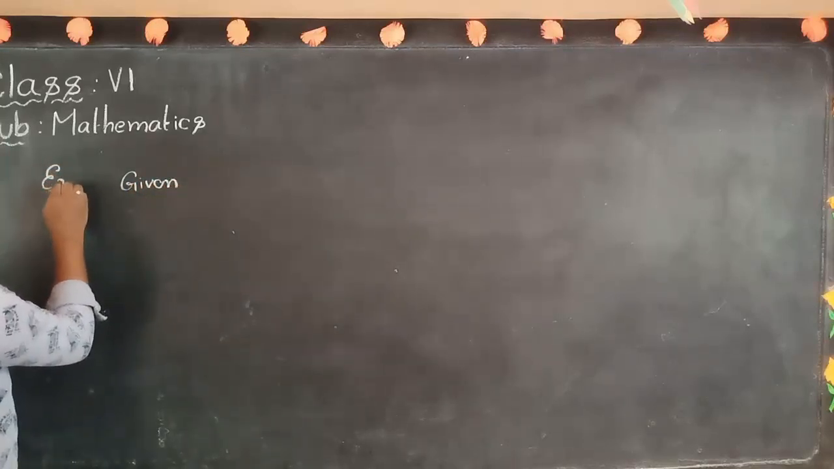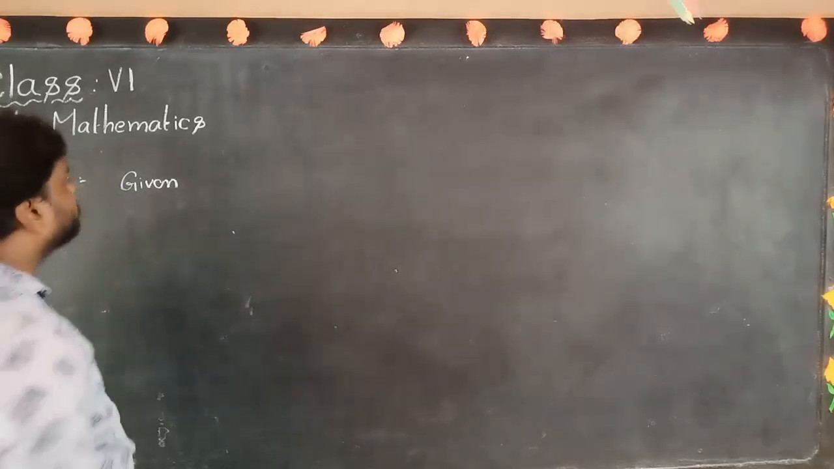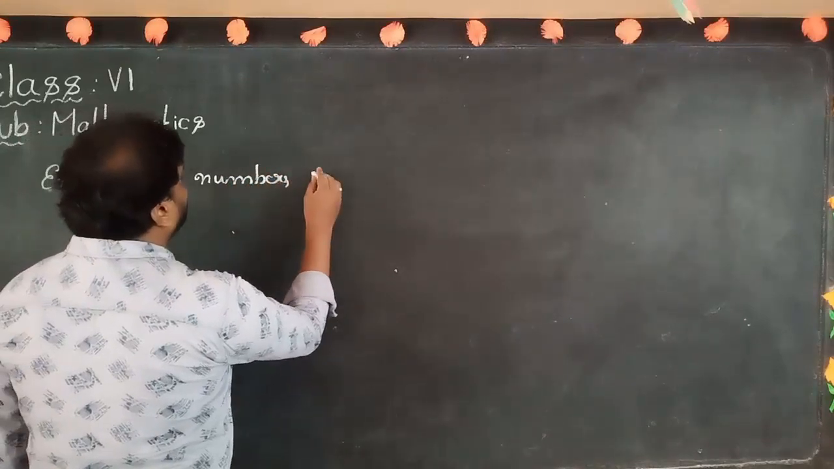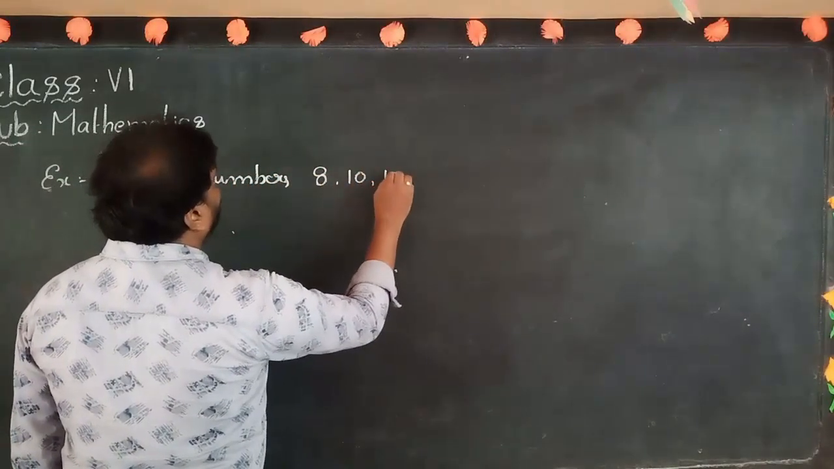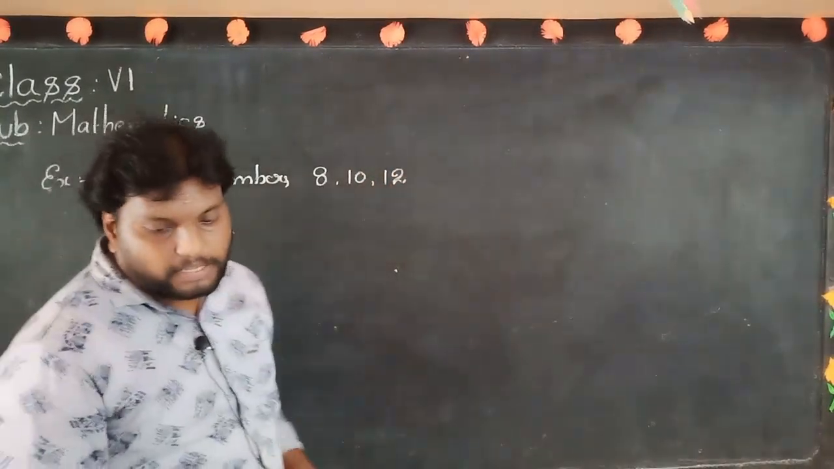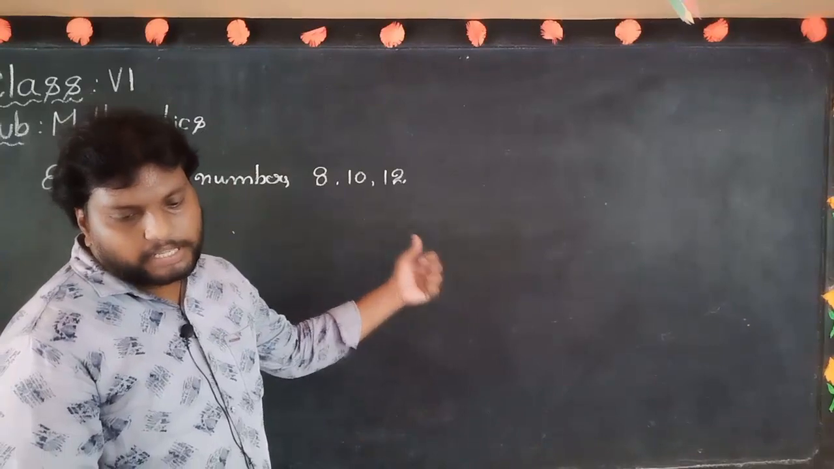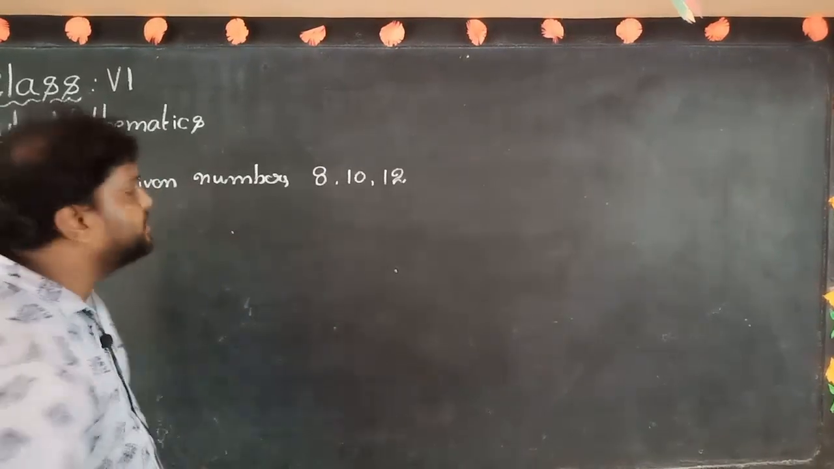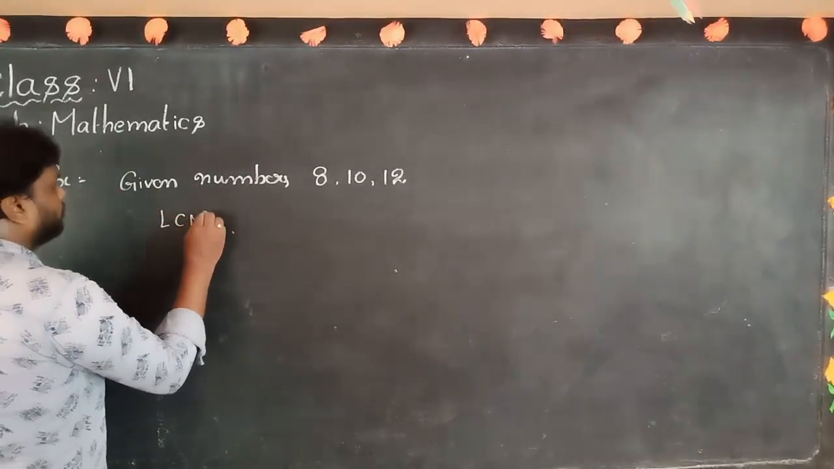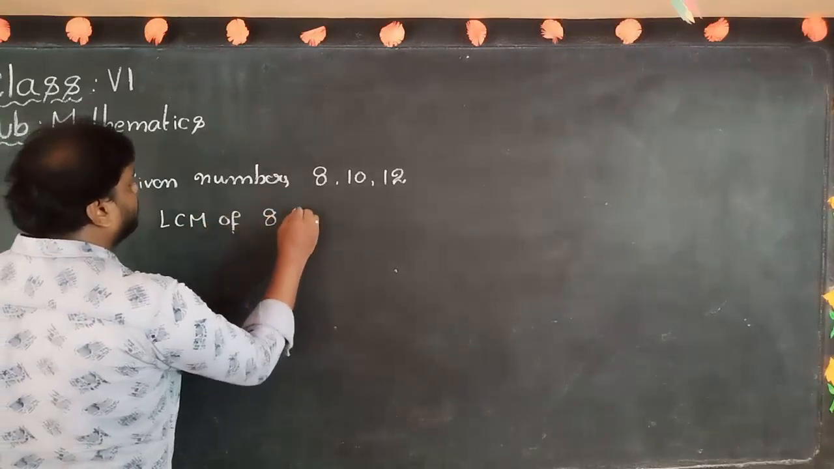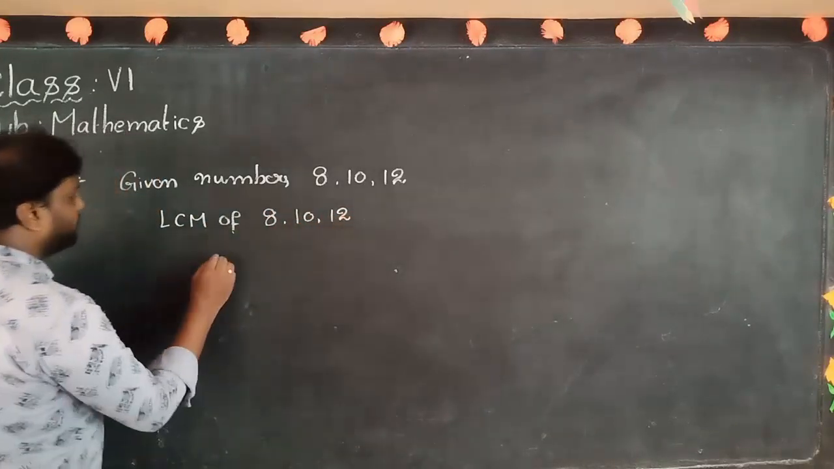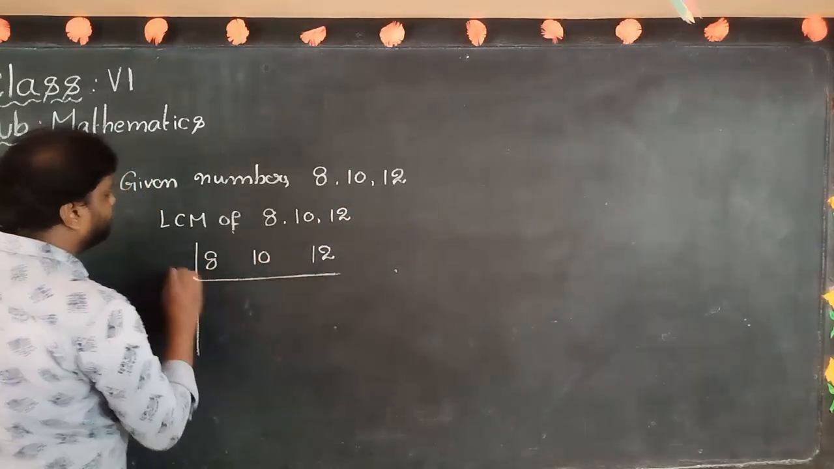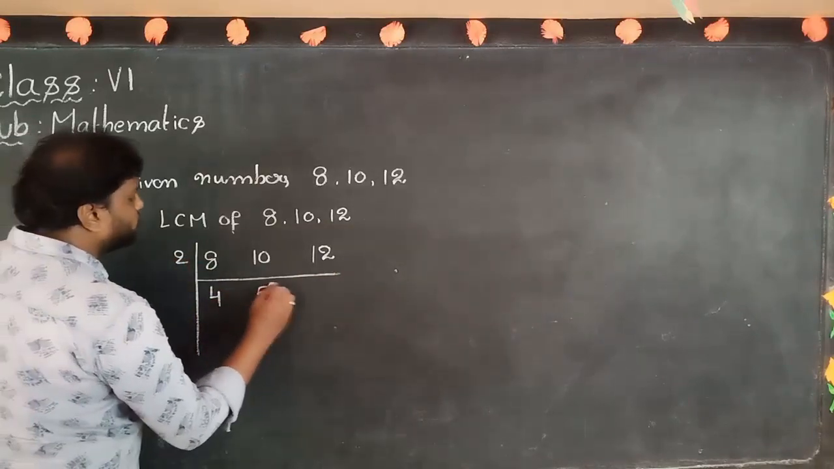One more example: 8, 10 and 12. Same, these numbers. Which number is divisible by these three numbers? But we want to find the greatest three-digit number. First of all, find the LCM. LCM of 8, 10, 12 means 8, 10, 12. 2 4s are 8, 2 5s are 10, 2 6s are 12.